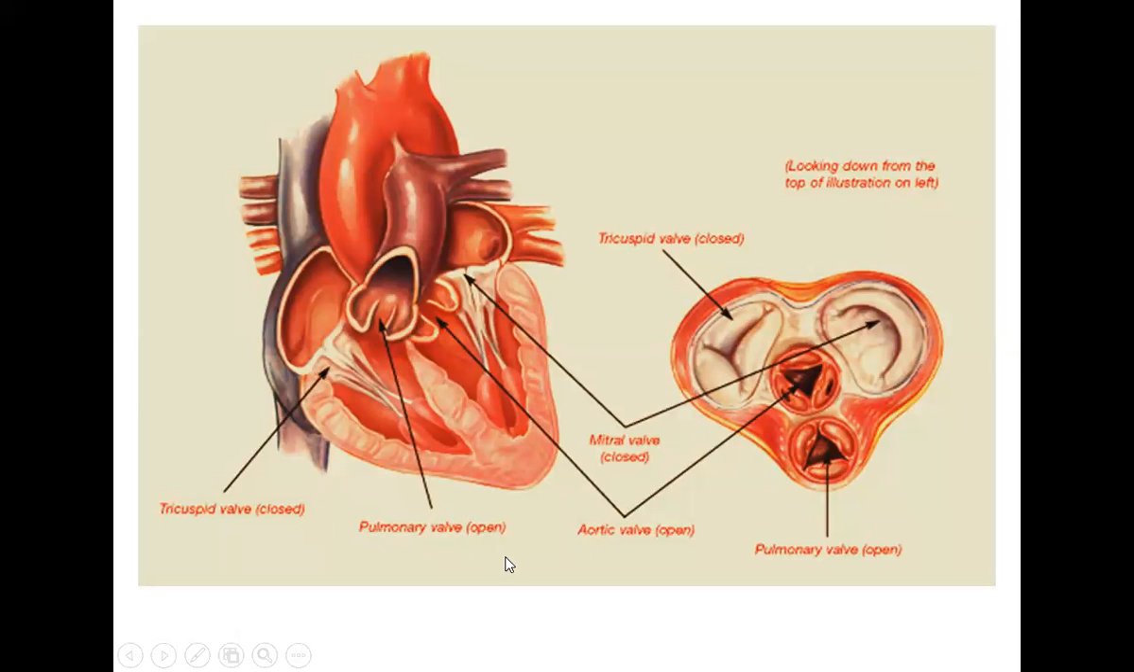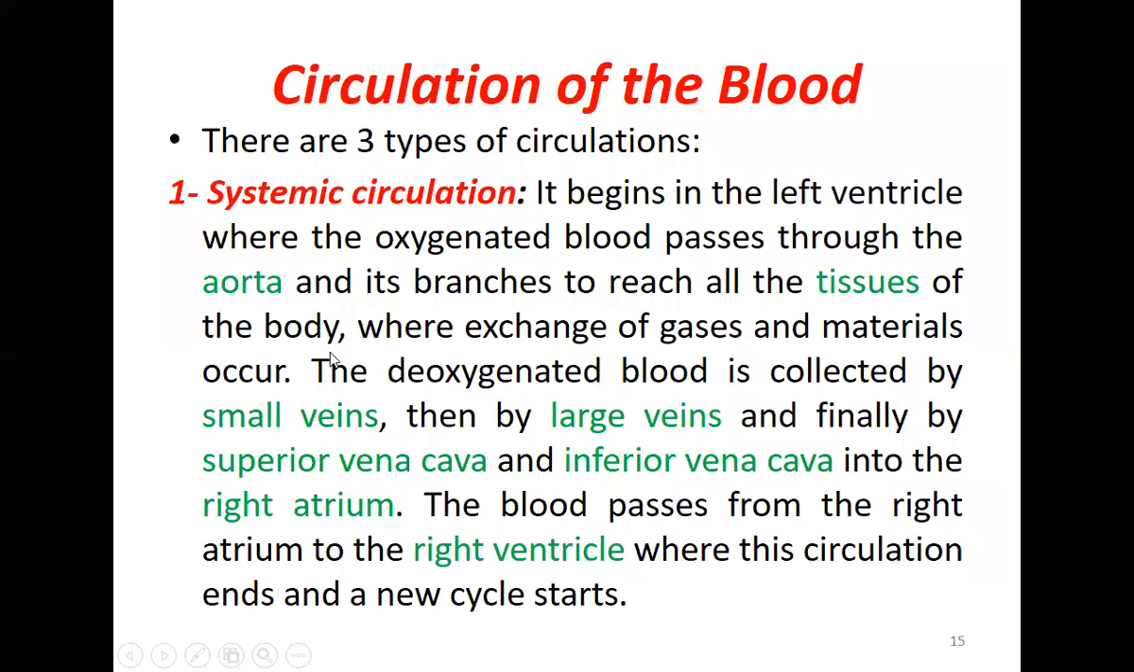So the blood goes to different parts of the body from the aorta, supplies the oxygen, and the venous blood returns back through the superior and inferior vena cava. The superior vena cava brings blood from the upper part of the body, and the inferior vena cava from the lower part of the body, back into the right atrium. So the deoxygenated blood is collected by the small veins and then by the large veins, and finally through the superior and inferior vena cava into the right atrium.